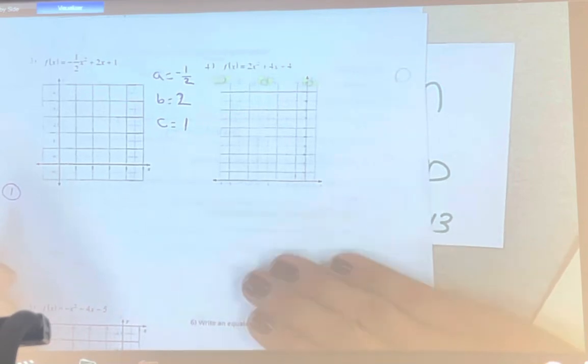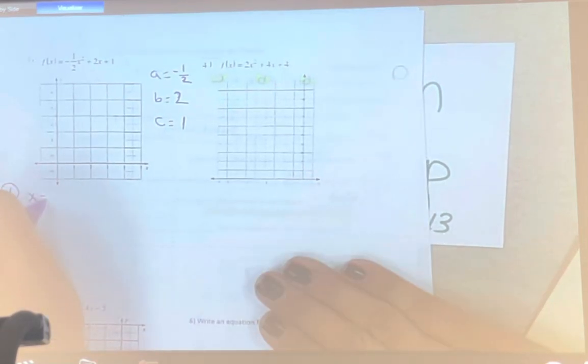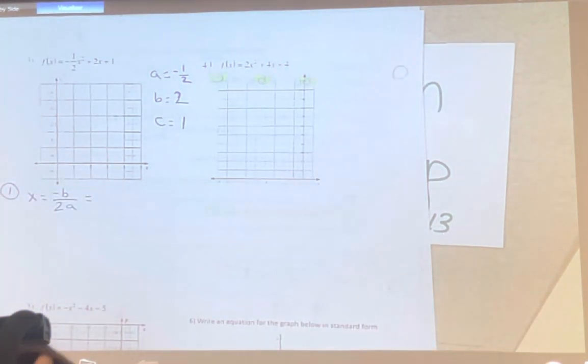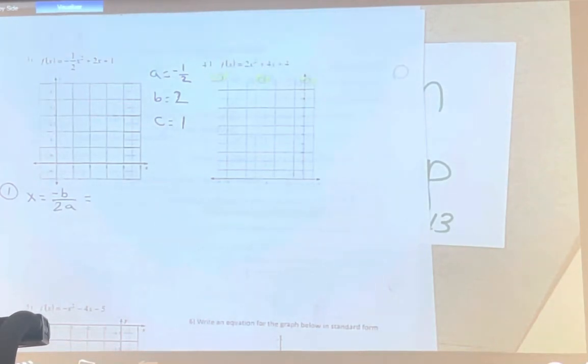All right, step 1. X equals negative B over 2A. You write that out. I think there was something like this in geometry last year. Yep, it was also in Algebra 1. I never took that one. I did. Trinity, are you with me here?